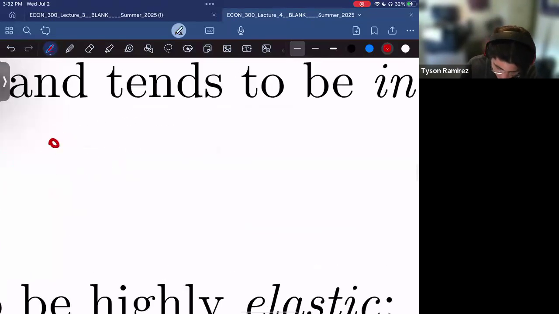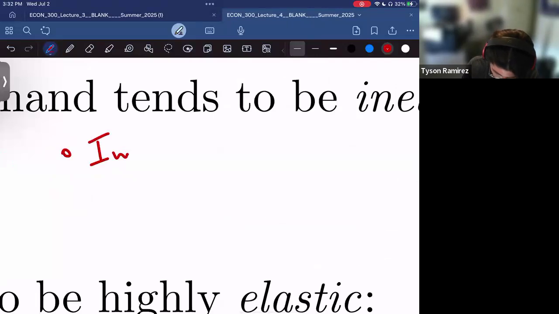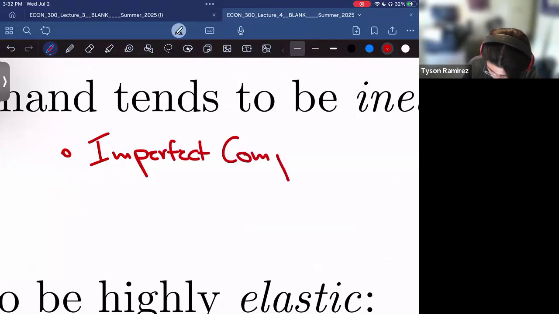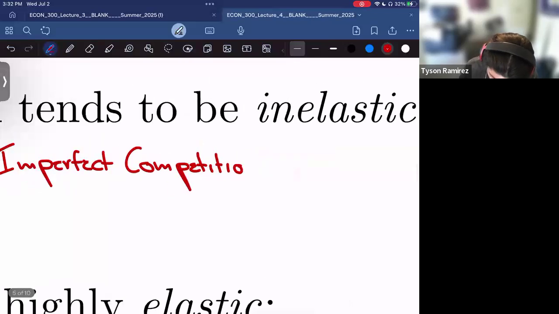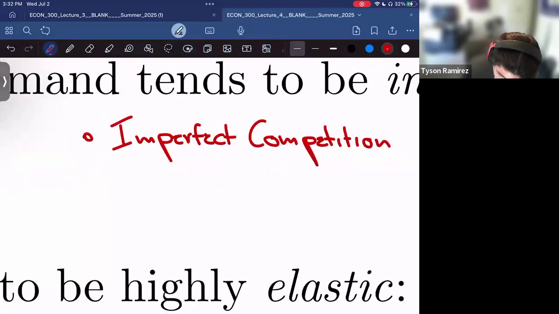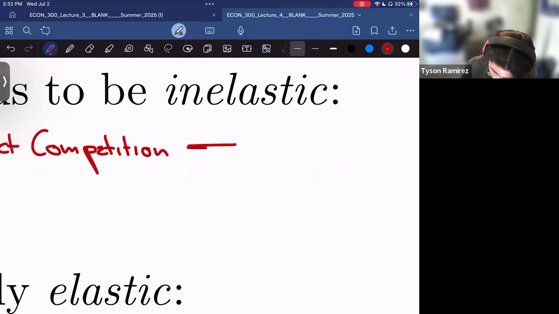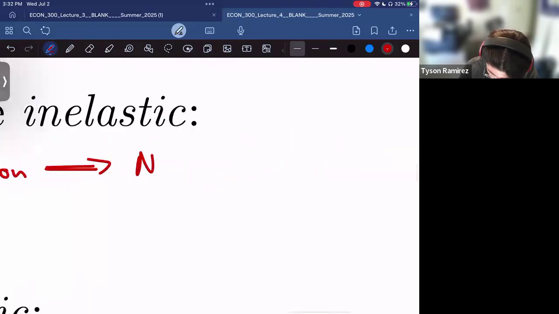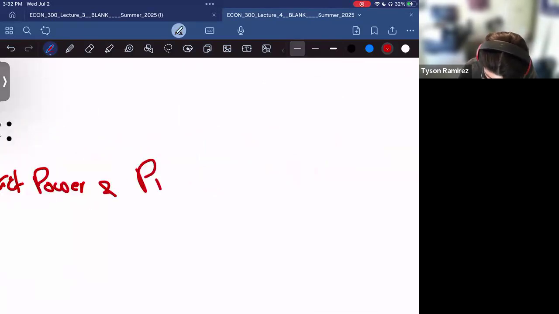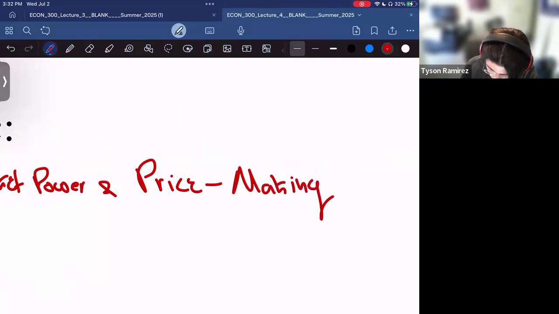This usually happens in imperfectly competitive markets, which is equated with market power and price making, price setting behavior. We also say price making because they make the prices. They don't take the prices.